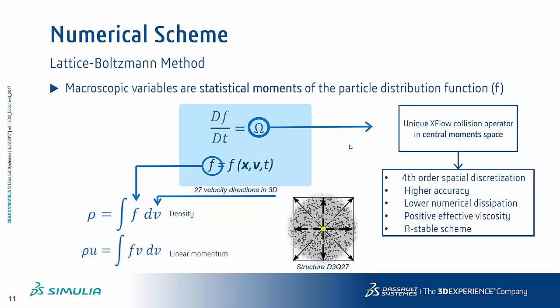On the other side, the collision operator is usually the term that is the most delicate, and in XFlow we use our very own approach of collision operator based in central moment space, and that implies a higher space accuracy, lower dissipation, and a stable scheme. So basically that allows us to get more accuracy and less numerical diffusion, which is very important, for example, in aeroacoustics, where codes normally struggle to get to high order methods.